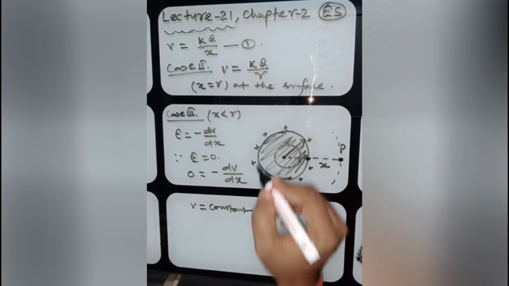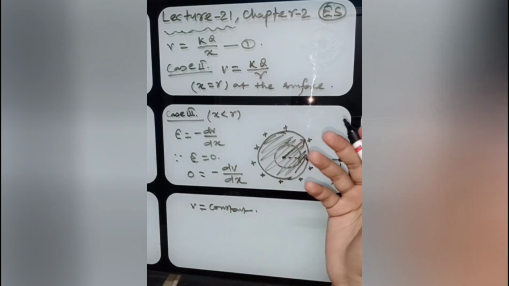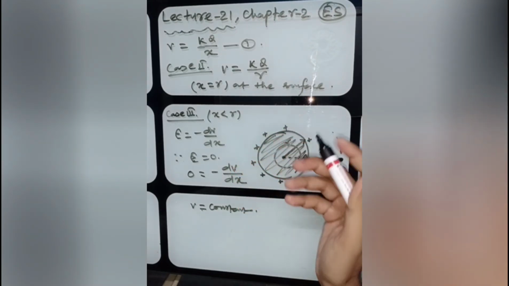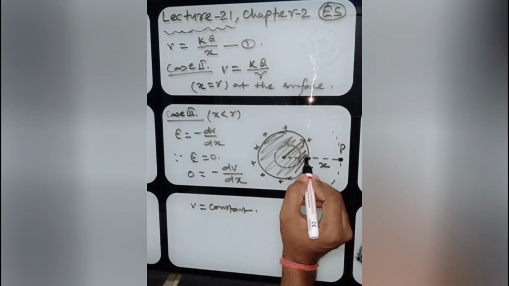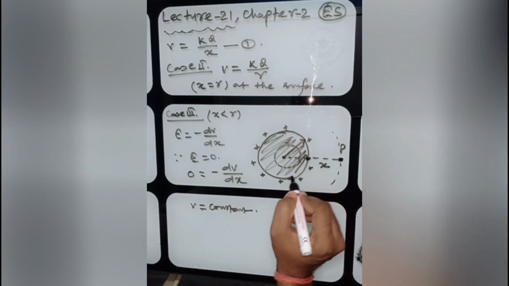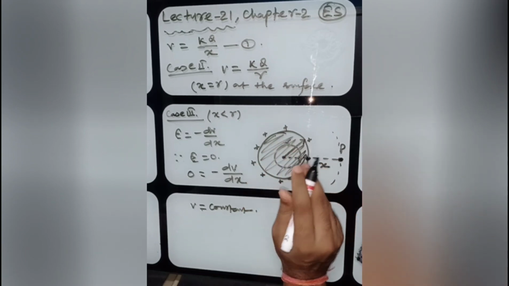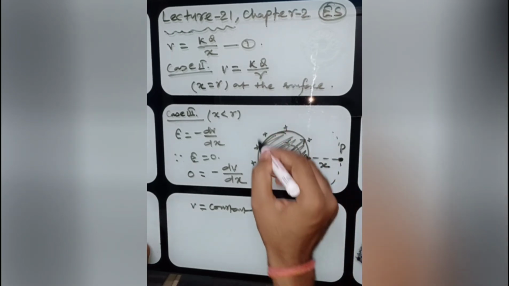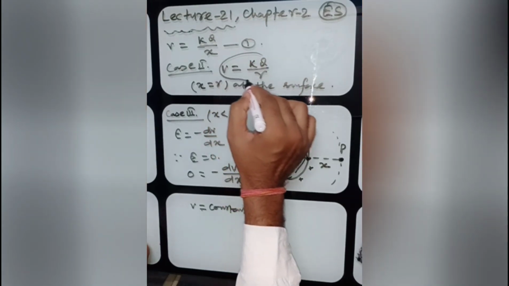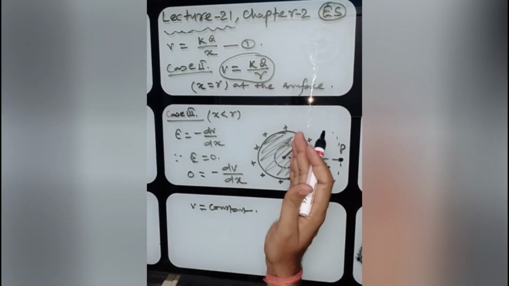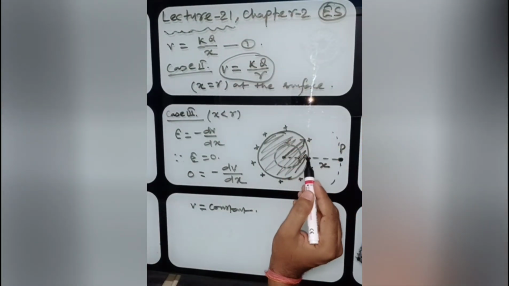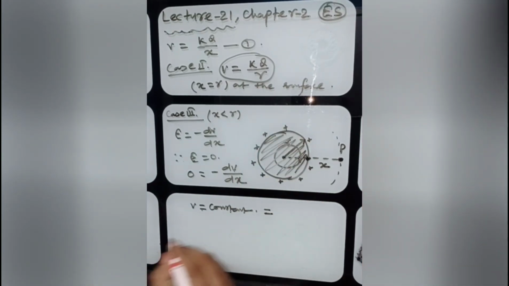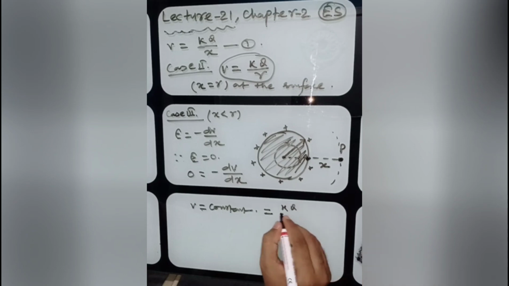So everywhere the potential will be same. And how much would it be? Yes, same. But how much? Just outside the Gaussian surface, or just at the surface of the conductor, you are getting the potential as KQ by R. So just inside it is constant and approximately equal to this one. It is constant, and it is equal to KQ by R.